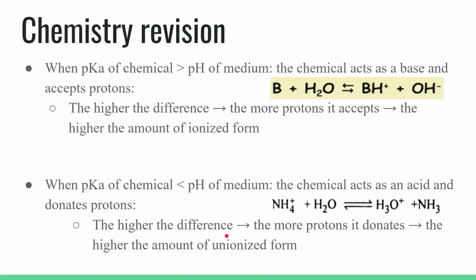The higher the difference between the pKa and the pH, the more protons it donates, so the higher the amount of the unionized form. You can see it's the opposite situation here for acids. This is for acids because acids donate protons, which means that when they actually react, they don't become ionized, they become unionized, as we can see in this situation over here. So the higher the difference between them, the greater the reaction or the stronger the reaction, which means that the acid is going to donate more protons, so there's going to be a higher amount of the unionized form. For the purpose of this lecture, I want you to focus on this more because this will be very important later on.